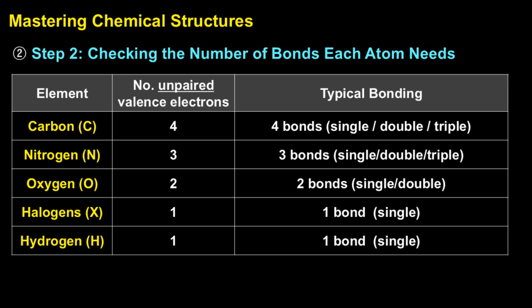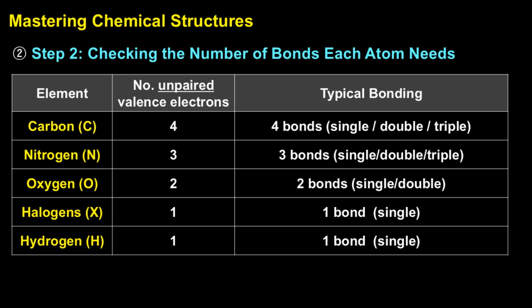Oxygen has 6 valence electrons with 2 unpaired electrons, so it typically forms 2 bonds, and the other 4 electrons remain as 2 lone pairs. Hydrogen and halogens each have just 1 unpaired electron, so they can only form a single bond, nothing more. Understanding these bonding patterns is really important, because valence electrons don't just determine bonding, they also play a big role when we calculate formal charges. Since we'll be using this information later, make sure to keep these values in mind as we go.